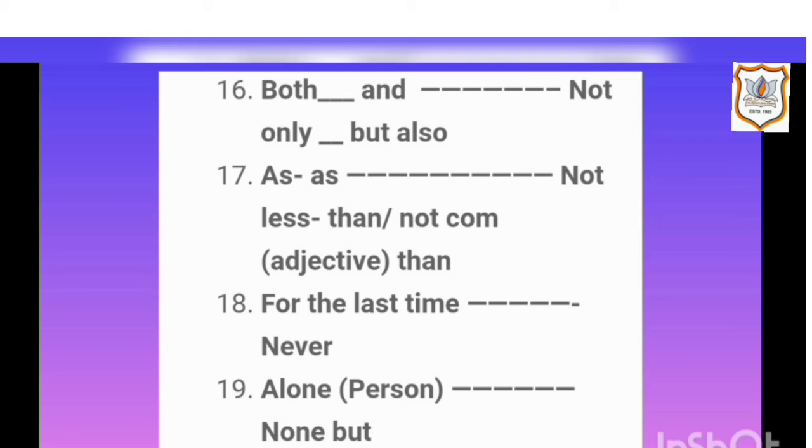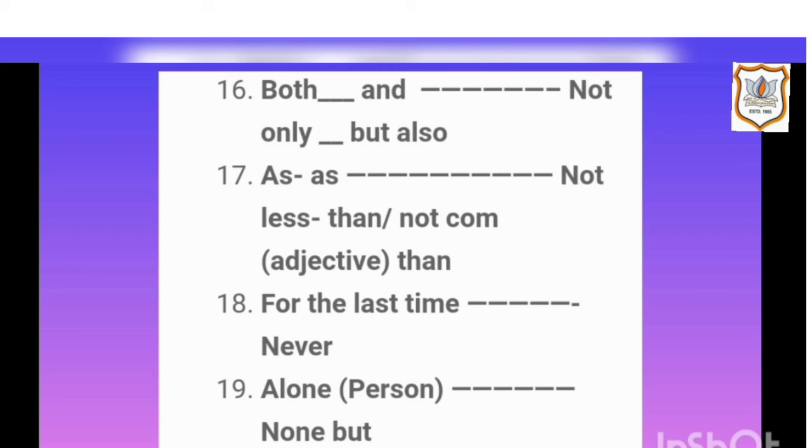Next, as will be changed to not less than or not comparative adjective than. Example, Hina is as strong as Rita. So we will change it: Hina is not less strong than Rita, or we can write it: Hina is not stronger than Rita.